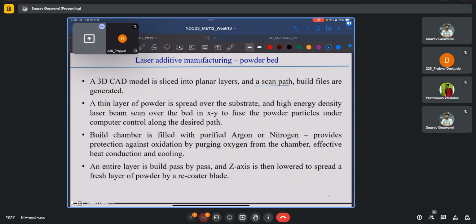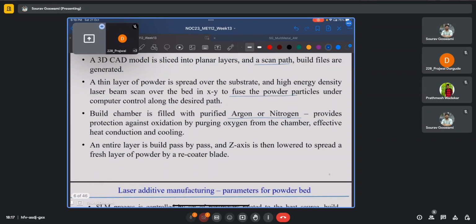The particles can be fused either by melting or by sintering. The build chamber is often purged with purified argon or nitrogen to prevent oxidation and contamination, and also to maintain the chemical composition of the parts. However, we saw that in processes such as binder jetting, this might not be necessary because the temperatures achieved are very low, and the susceptibility to oxidation thus is also lower. Further, once one of the layers is scanned, or say the part in the layer is printed, the z-axis again moves, and then a new fresh layer of powder is spread, and the process continues.